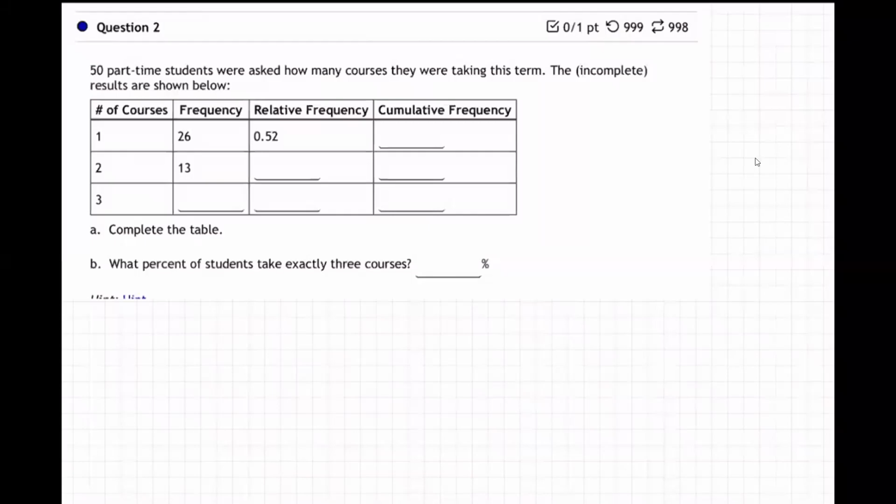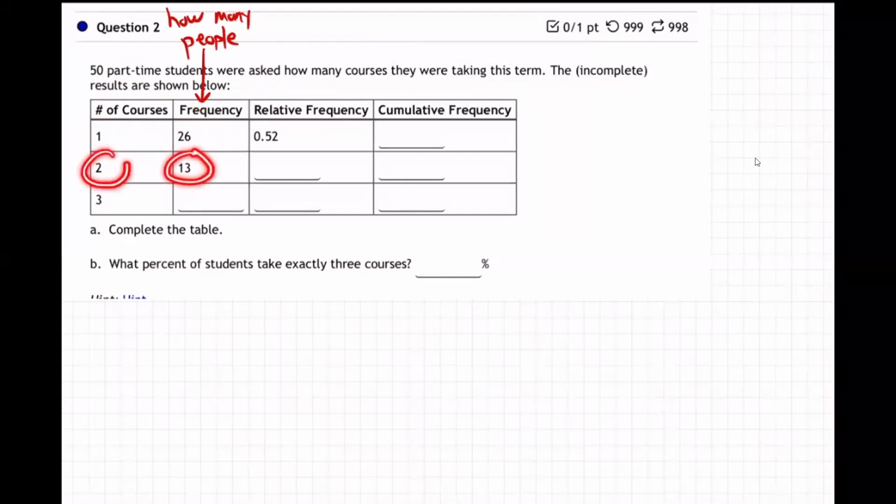Okay, so it says 50 part-time students were asked how many courses they were taking this term. The incomplete results are shown below. So frequency, remember frequency means how many people. How many people? So that means that 26 people are taking only one course.